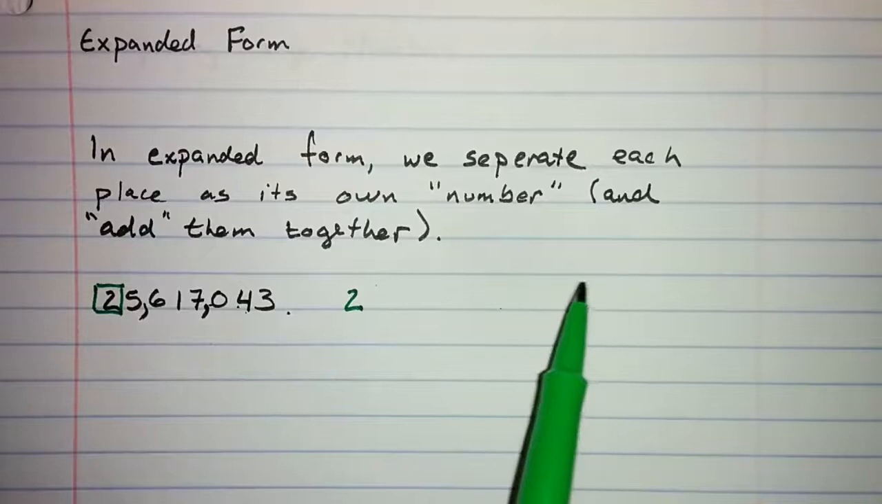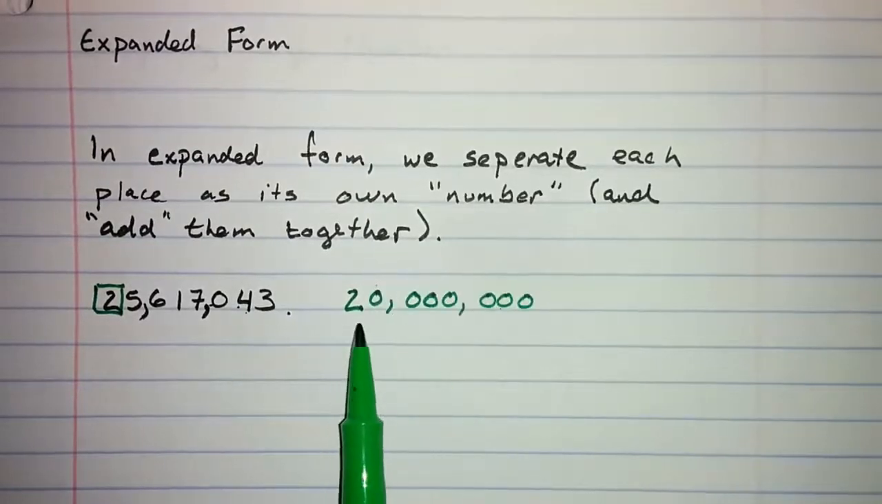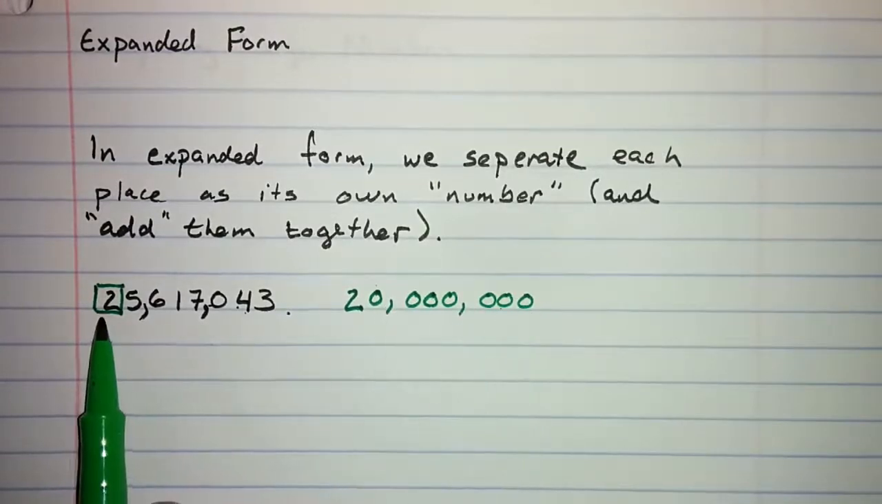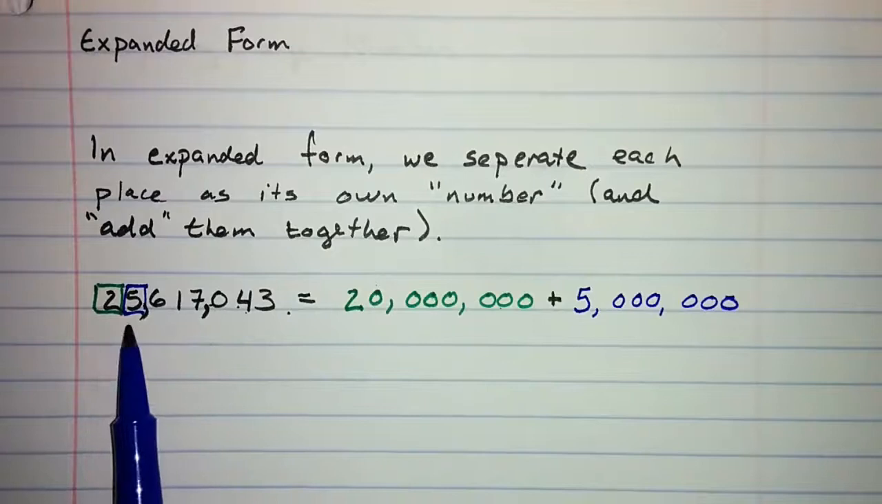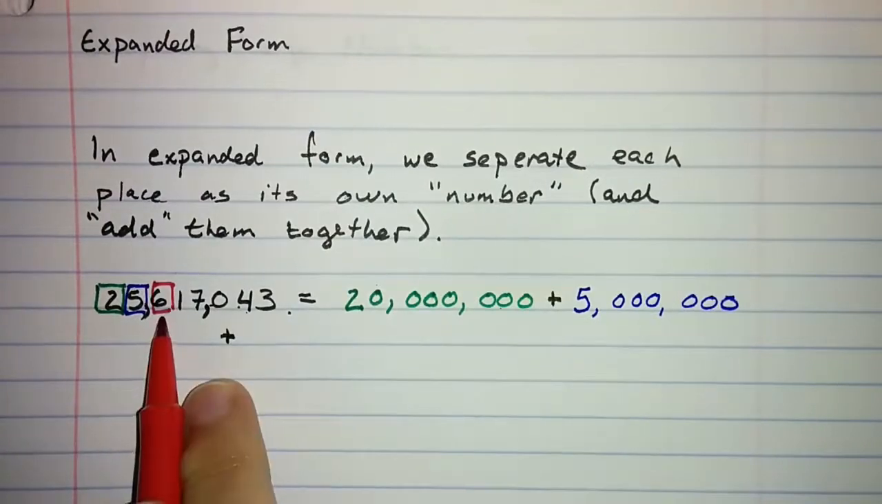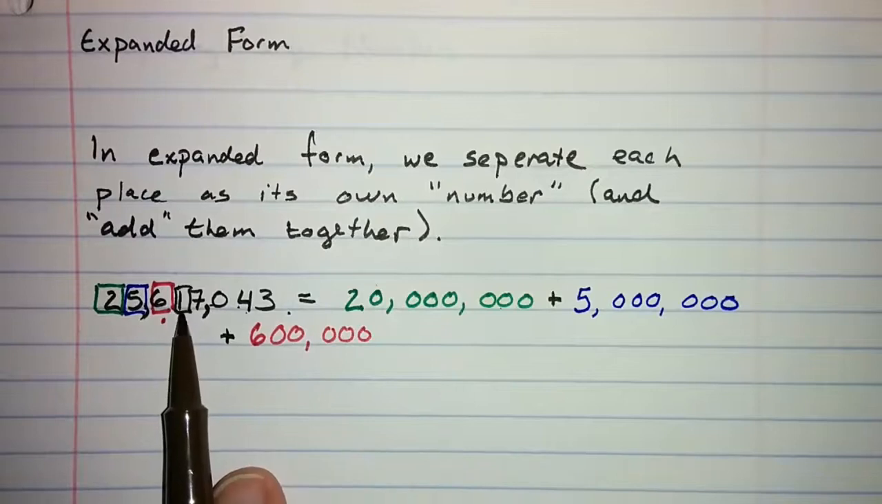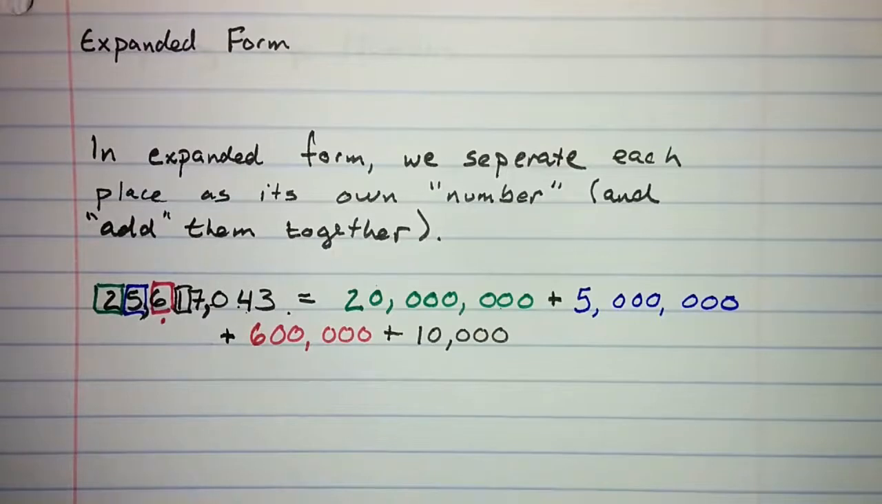And now we need enough zeros to actually hold this in the 10 millions place. How do I know I have enough zeros? I have the same number of zeros as I see digits after the 2 in my original number. Same deal with the 5. A 5 in the millions place becomes 5 million. A 6 in the 100,000s place becomes 600,000. A 1 in the 10,000s place becomes 10,000.